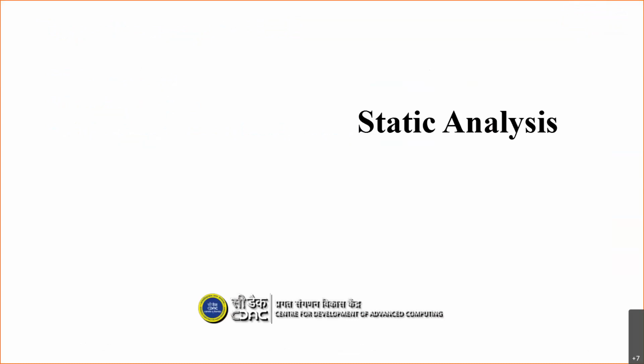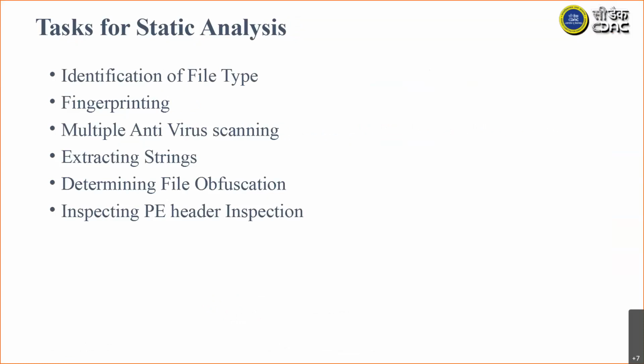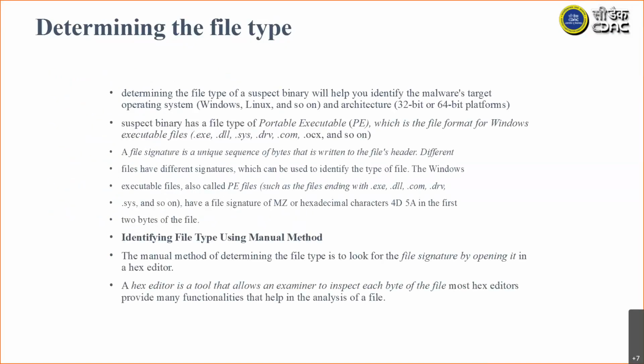So now our first analytical method is static analysis. For doing any static malware analysis, we have to pursue the following tasks. There are 6 major tasks: identification of the file type, fingerprinting, multiple antivirus scanning, extracting strings, determining file obfuscation, and inspecting the PE header. So let us start from the first task.